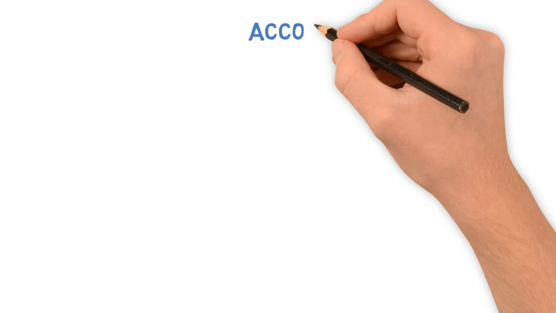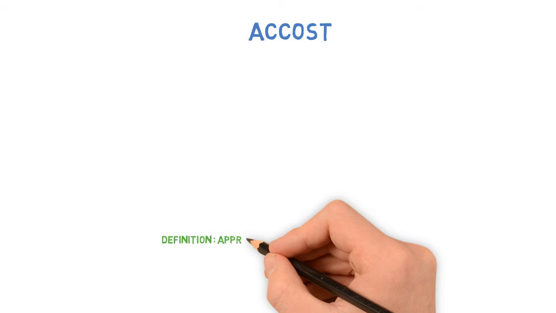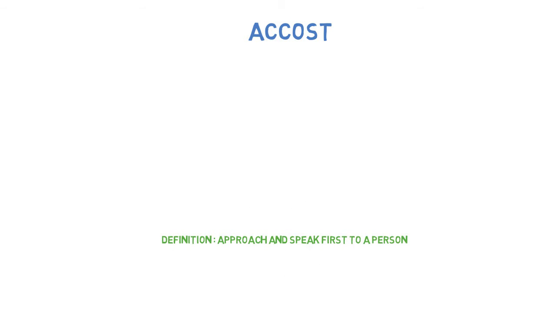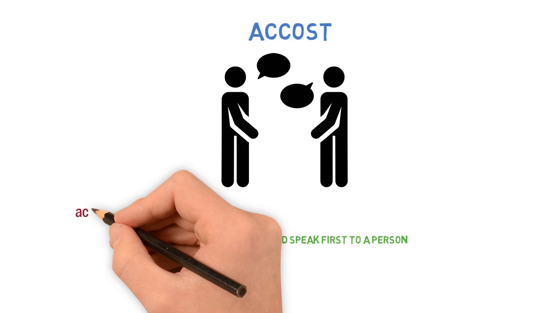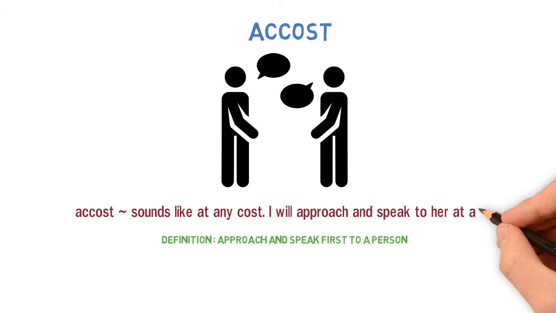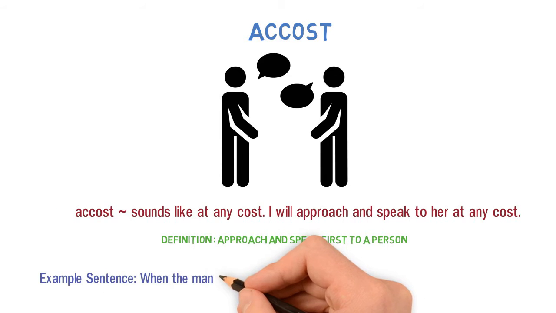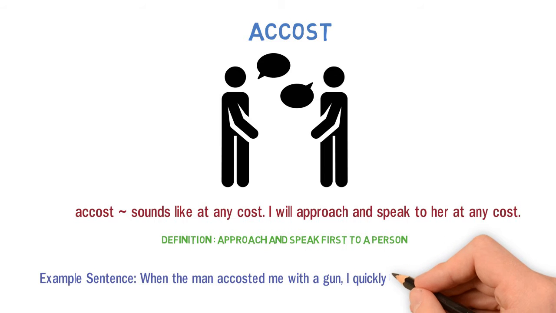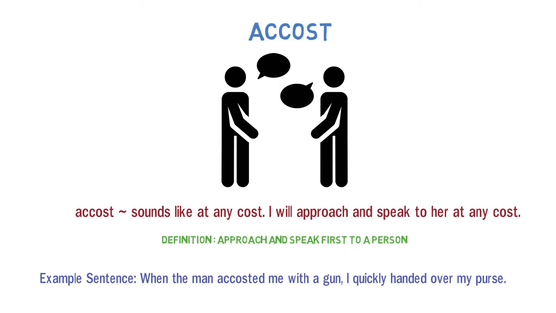Now, accost. Definition of accost is approach and speak first to a person. The mnemonic which we can use here is accost sounds like at any cost. Here the first person is saying to the second person that he will approach and speak to her at any cost. The example sentence is: when the man accosted me with a gun, I quickly handed over my purse. That means when the man approached me with a gun, I quickly handed over my purse. Okay, next.